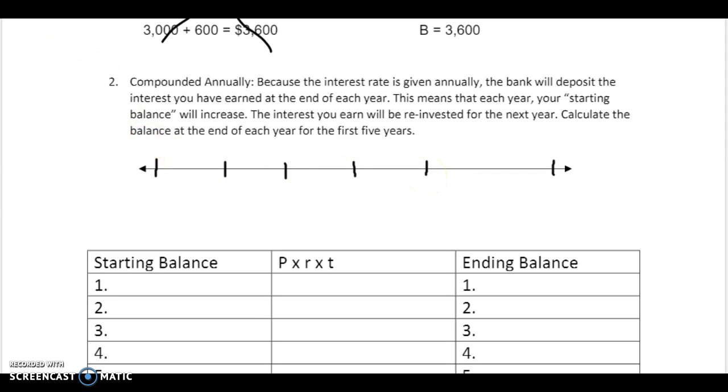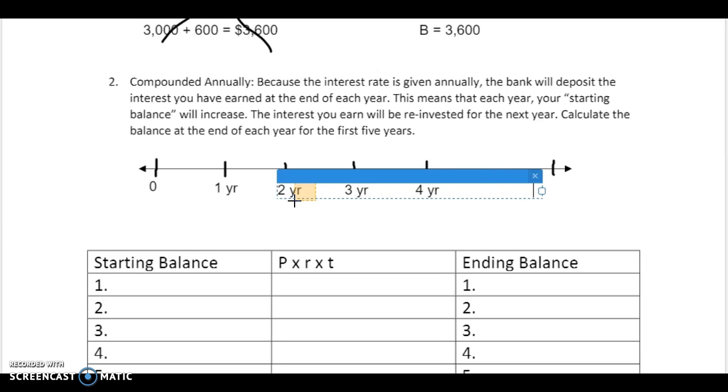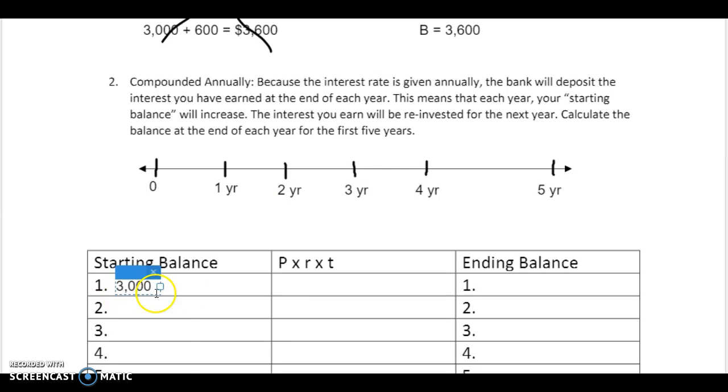Now, I really didn't space out my number line very well, but here would be 0 years, here would be 1 year, and then we also need to calculate it until we get to the end of our terms, okay? I gave you a little table to help organize your work as you go here. The starting balance, remember, we're still using the same numbers as the first problem. We're going to start with $3,000, okay?